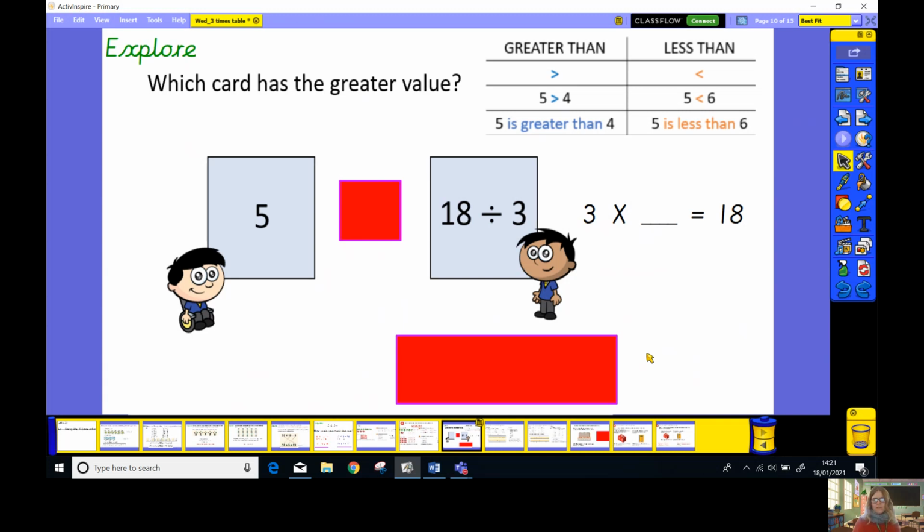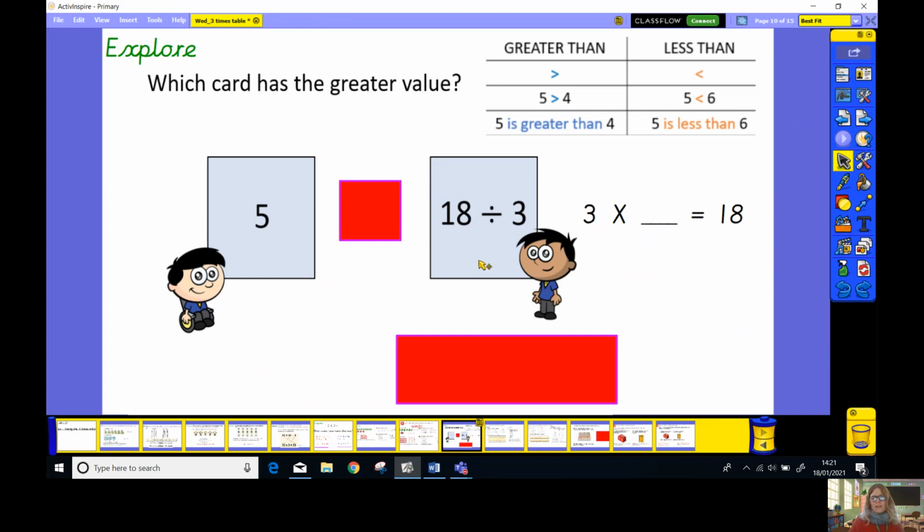Okay, let's keep exploring now. We're going to do slightly trickier questions. We're going to explore here using the greater than and less than symbols. I have these two numbers on the board, 5, and then this calculation, 18 divided by 3. I want to see which has the greater value, 5 or this number. Before I can answer this, I need to work out what 18 divided by 3 would be.